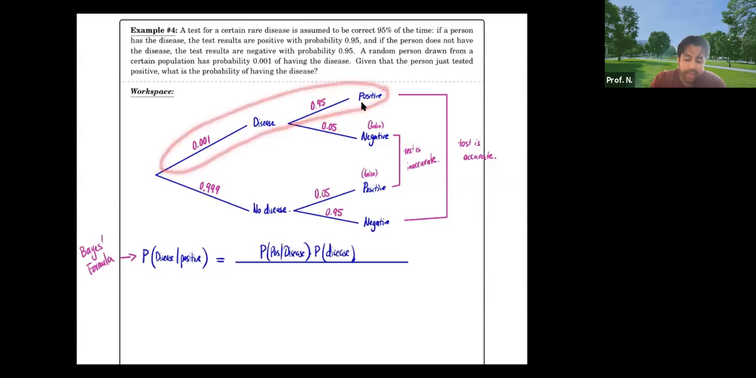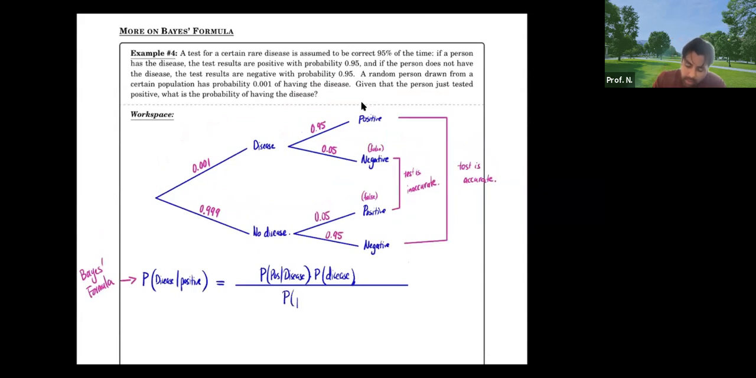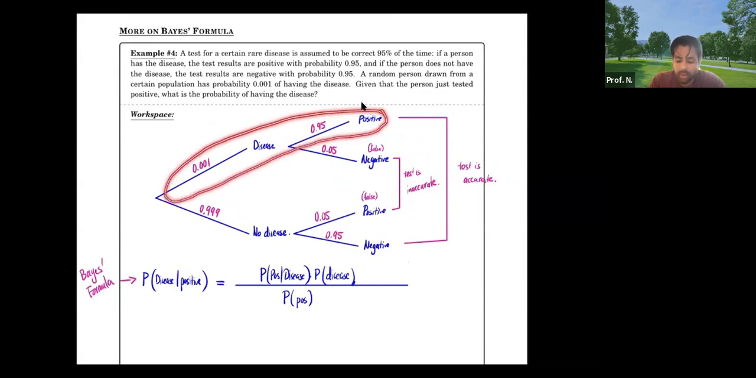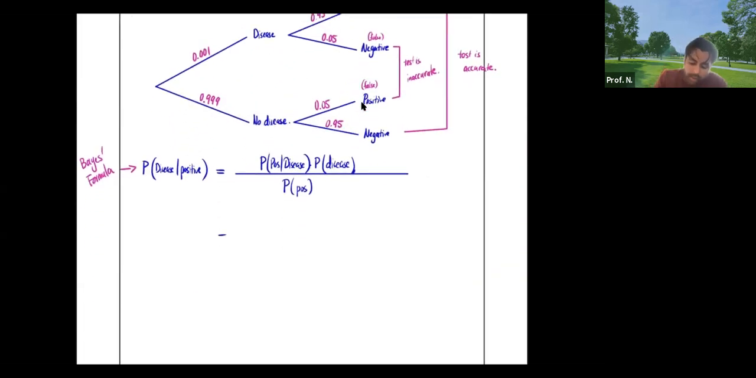But I need to divide this by what? The total possibility of me being positive. And now the probability of me being positive includes the event that I have the disease, or it includes the event that I don't have the disease, right? This becomes my new sample space. I'm only dealing with the fact that I do have a positive test result. So either it's from having the disease or not having the disease. So this is where the Bayes formula comes into play.